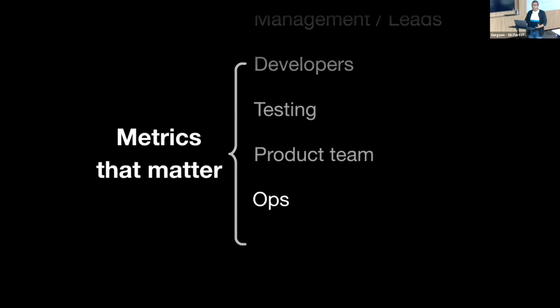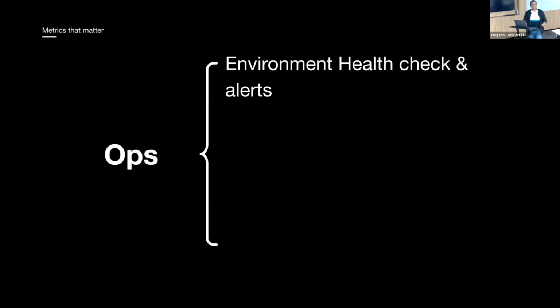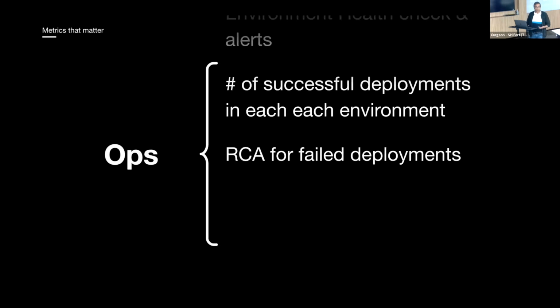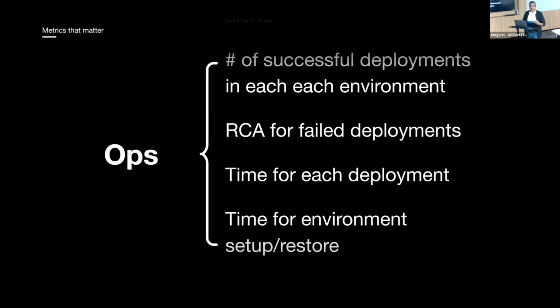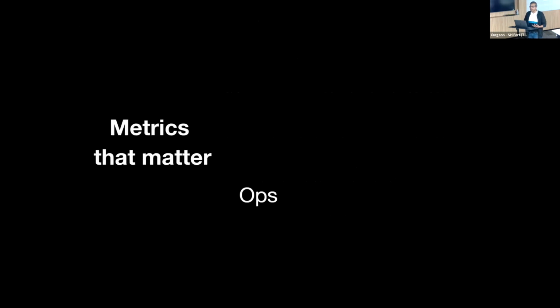Likewise, from an ops perspective, there'll be environment health checks and alerts, successful deployments in each environment, the RCA for failed deployments, why did that really happen? Time taken for each deployment. If you have to set up a new environment from scratch or rebuild an environment, how much time does that take? Again, doing a trend analysis over time will give a lot of insights. Are you really getting better?